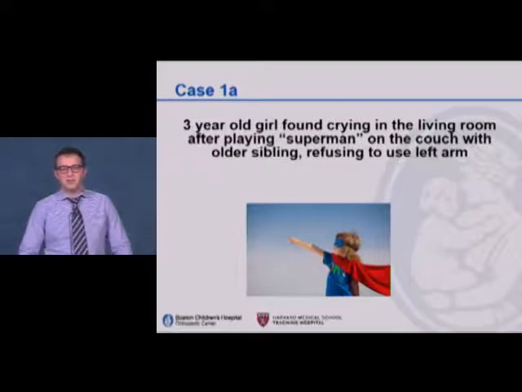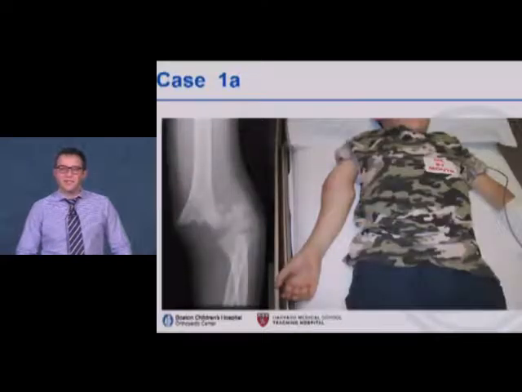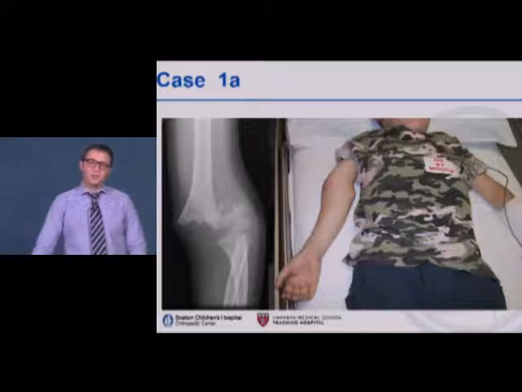So our first case is a 3-year-old girl found crying in the living room after playing Superman on the couch with the older sibling. She's refusing to use her left arm. These are her clinical and radiographic photos. You don't need to be an orthopedic surgeon to recognize we have a problem here.